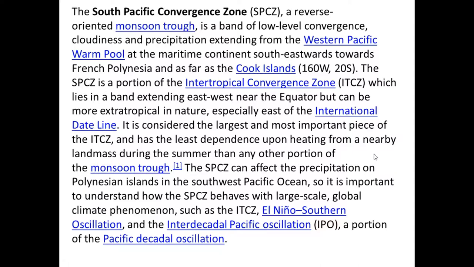The SPCZ can affect the precipitation on Polynesian islands in the Southwest Pacific Ocean, so it is important to understand how the SPCZ behaves with large-scale global climate phenomena such as the ITCZ, ENSO, and the IPO, which is a portion of the Pacific Decadal Oscillation. The ITCZ is part of the IPO, and the IPO is part of the PDO.